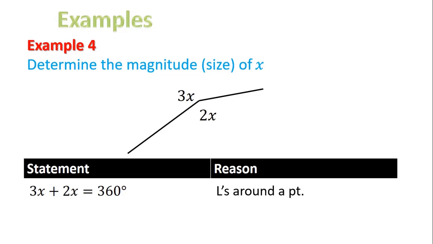Now we solve for x. 3x plus 2x is 5x, and that equals 360 degrees. Now I don't want 5x, I want just x, so I divide each side by 5, and so I get x equals 72 degrees. 360 divided by 5 is 72. And that's our last example.